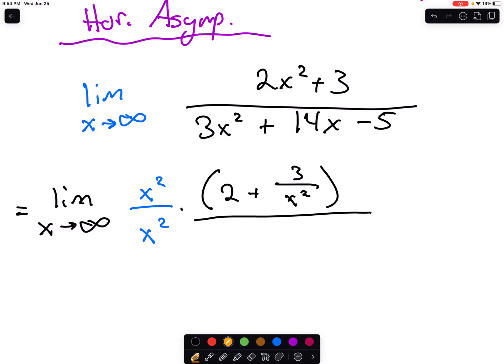You might be more familiar with something that goes like this: 1 over x squared. And so you multiply by 1 and you distribute it. Eventually you'll get to the same thing that I'm getting to. You have to find something that works for you, that you resonate with. I just resonate more with factoring. On the bottom, if I factor out x squared, there's a 3. If we say 14x divided by x squared, we're left with 14 over x. And that last one is going to be negative 5 over x squared.